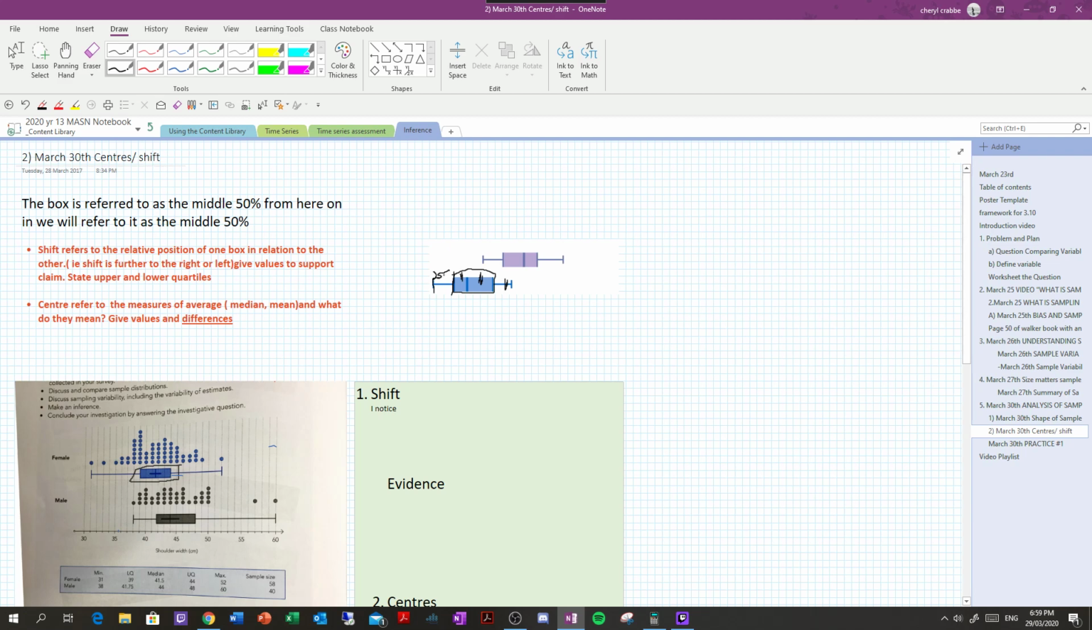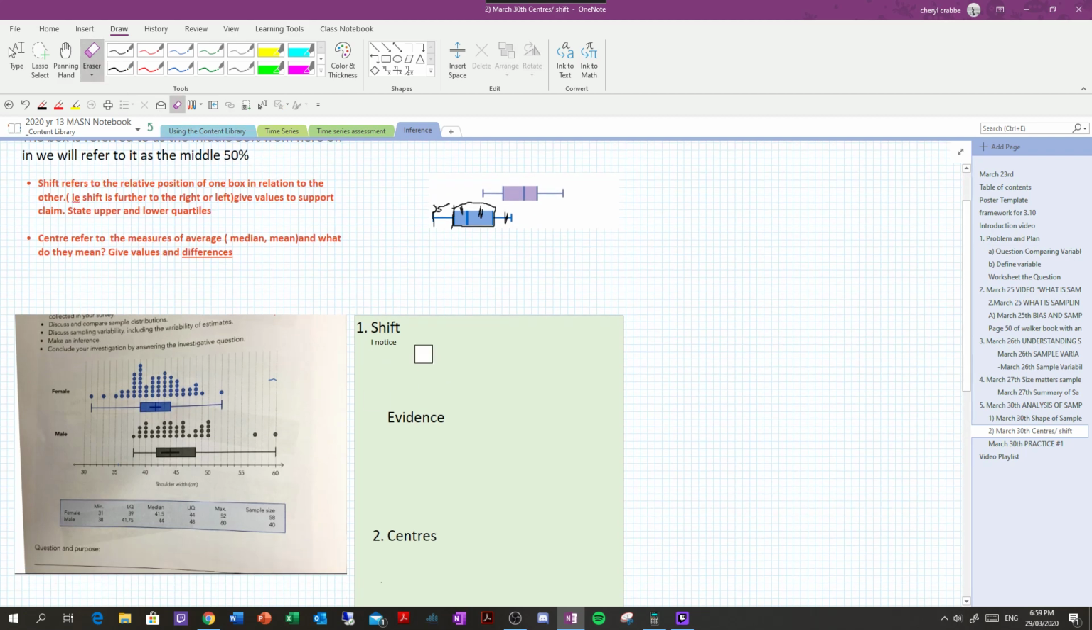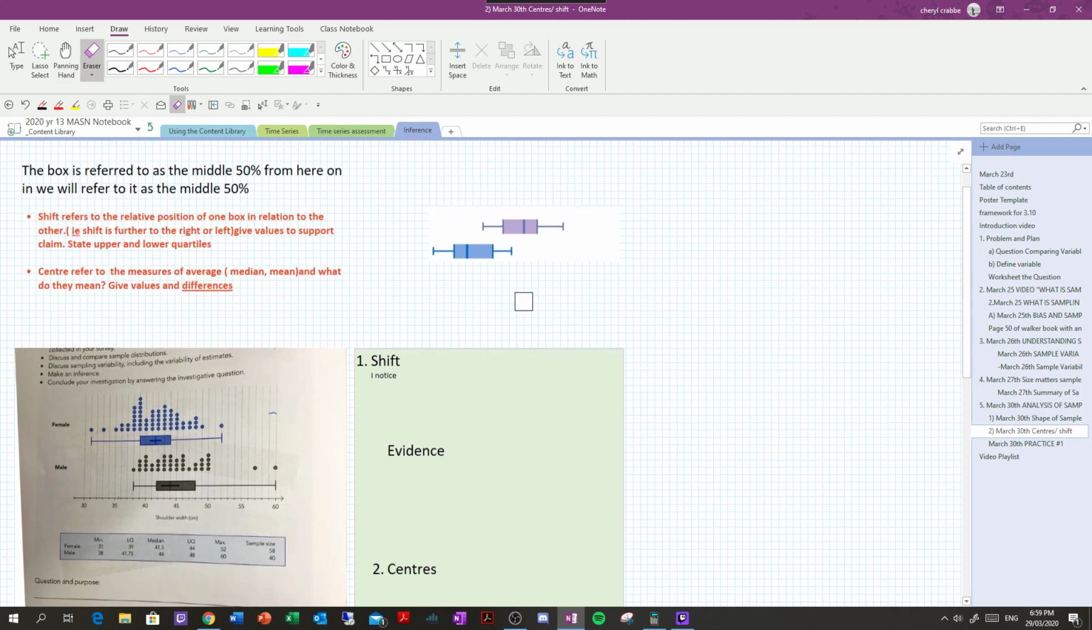And that's the most significant when we're talking about shifts and centers. So we talk about what we notice around the shifts, right? And so shift is all about the position of the boxes in relation to each other, and whether one box is shifted further to the right, to the left, and so on. So you say the most obvious thing I notice.